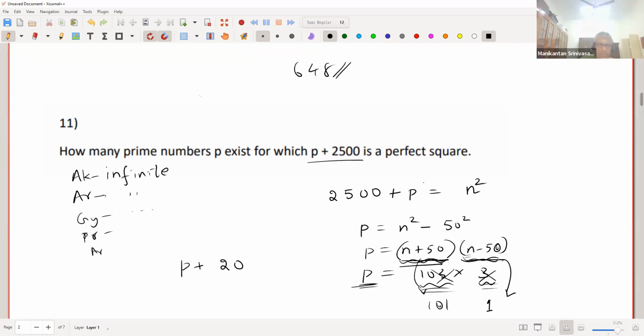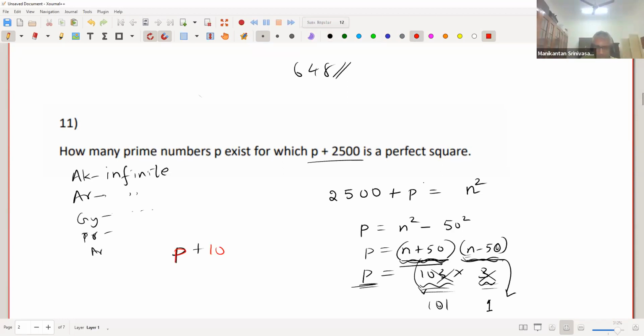Let me just make up one question. I want to illustrate something. Okay, so instead of p plus 2500, had the question been just p plus 100 instead of p plus 2500, had it been p plus 100.